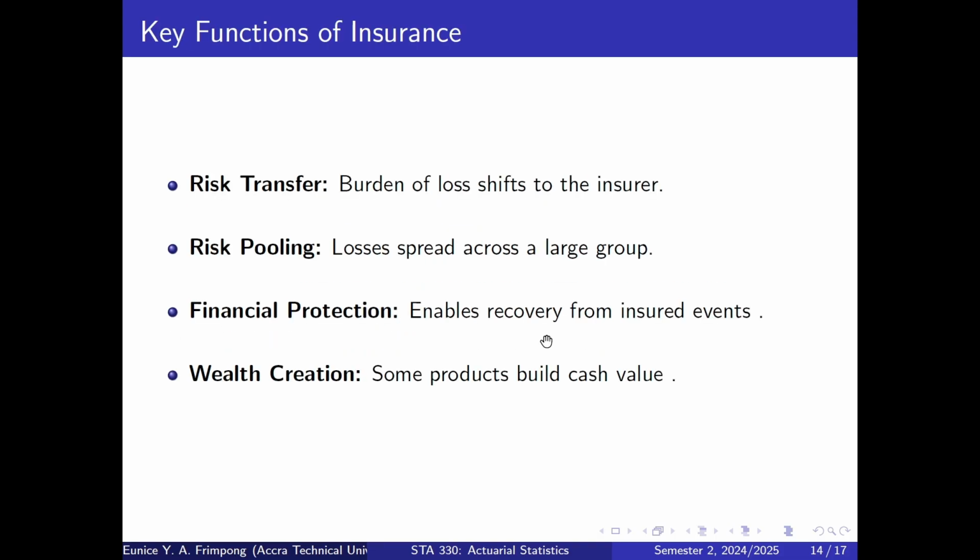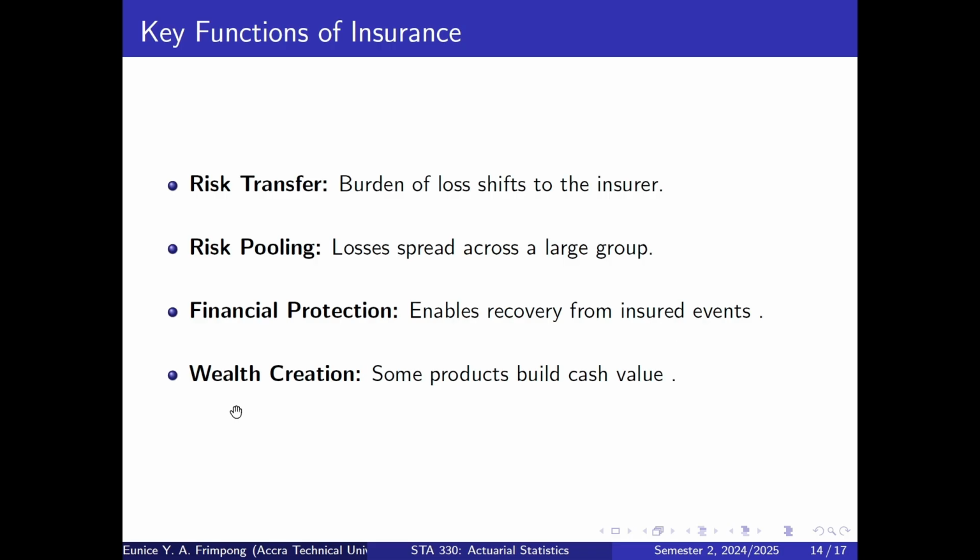What are the key functions of insurance? Let's summarize the 4 key functions of insurance. We have risk transfer. The financial burden of a loss is moved from the insured to the insurer. The second one is that there is risk pooling. So many contribute to a fund so that the few who suffer the losses are supported. Then there is also financial protection, where insurance helps people and businesses recover after unexpected events.